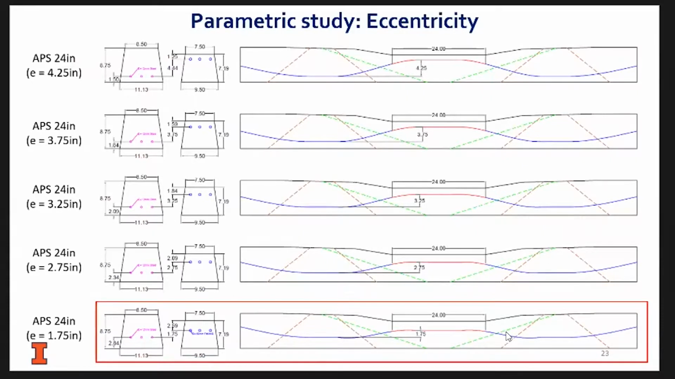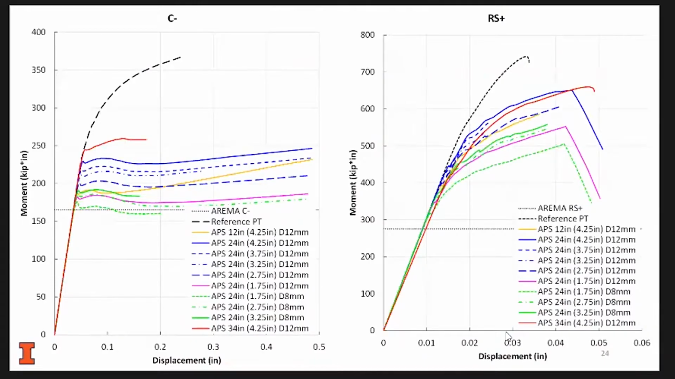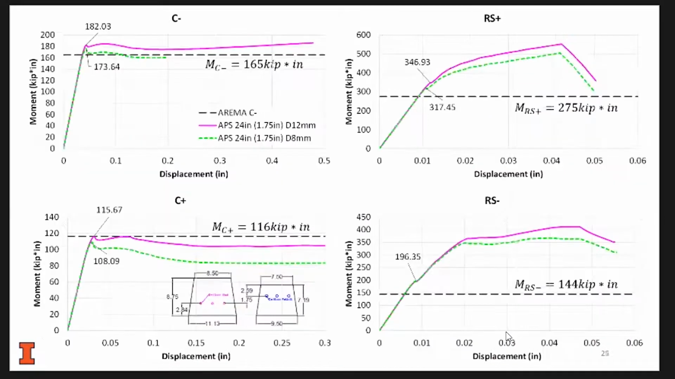We also looked at the eccentricity as another parameter there, which is basically from the top to the bottom of this whole profile. We varied that and we looked at how much difference it makes. And we found that, in some cases, it satisfies all 4 sections because we're looking at the 2 critical ones, which is the ones we have here, the center negative and the rail seat positive. These are all the cases we studied. Basically, you see the APS length, the fuse length varies from 12 to 34 inch. The diameter varies of the steel from 12 to 8 millimeter, and they all meet the AREMA requirements. It's just a matter of efficiency and the amount of material and how much reduction. So it's a very versatile, if you will, design.